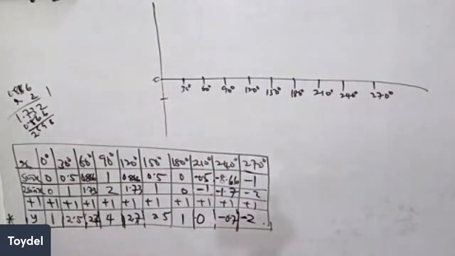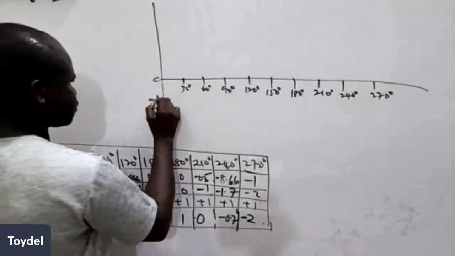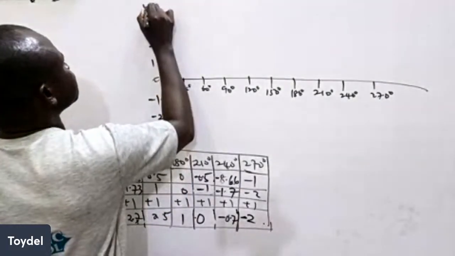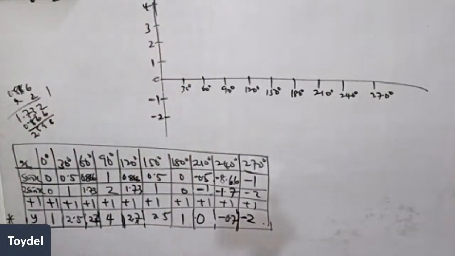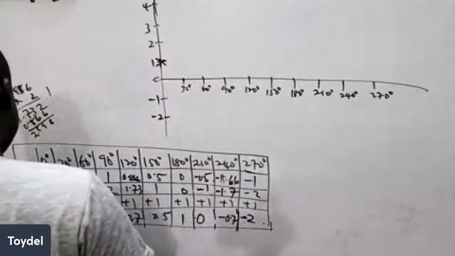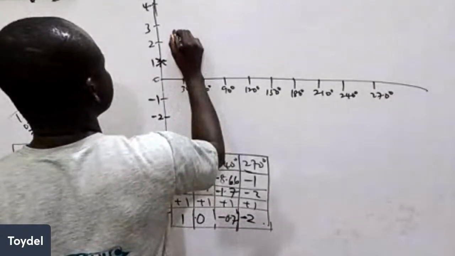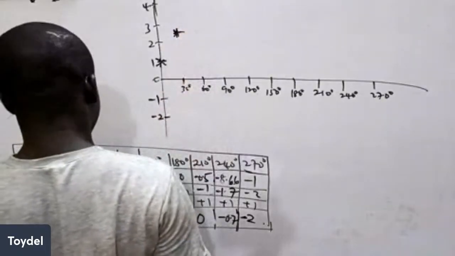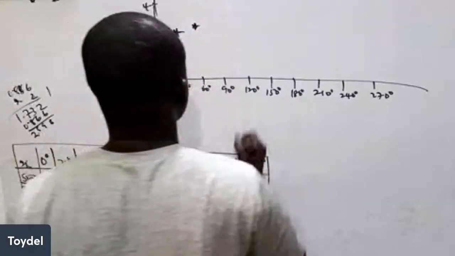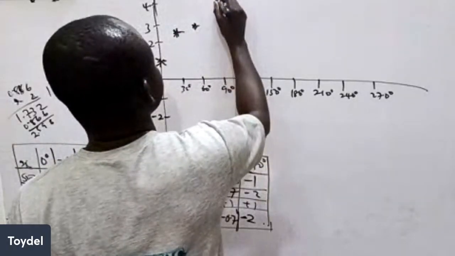So then along the axis, what is the scale we are supposed to use? 2 centimeters to 30, then 2 centimeters to 1 unit. I'm going to have minus 1, then 1, 2, 3, 4. So I now input the values. When x is 0 degrees, y is 1. When x is 30, y is 2.5. When x is 60, 2.7. When x is 90, it is 4.